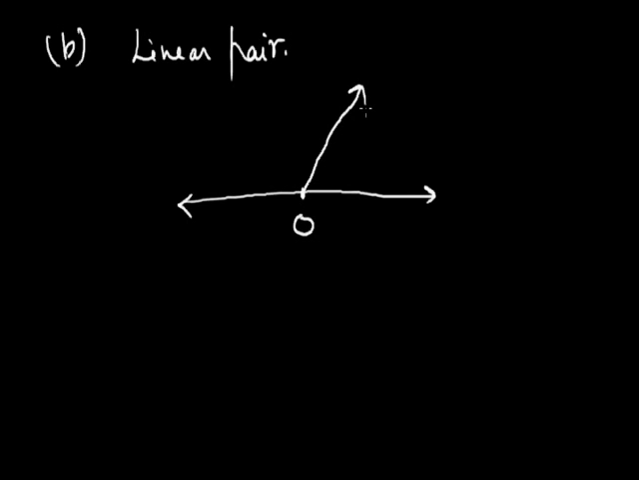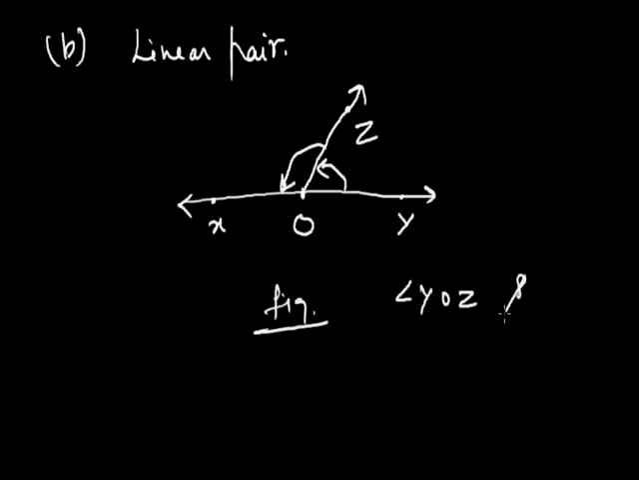Let us see a diagram. In this figure, angle YOZ and angle ZOX form a linear pair. Always read angles in the anti-clockwise direction. So angle YOZ and angle ZOX are a linear pair of angles.